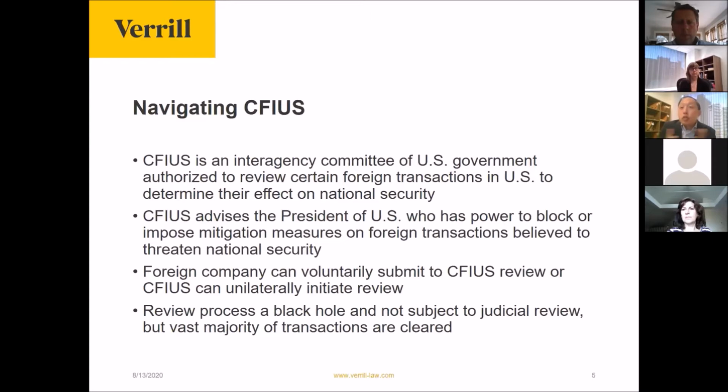If there's a review, unfortunately, the process is not very transparent. It's a bit of a black hole, and the president's decisions are not subject to judicial review. Filings are not made public.